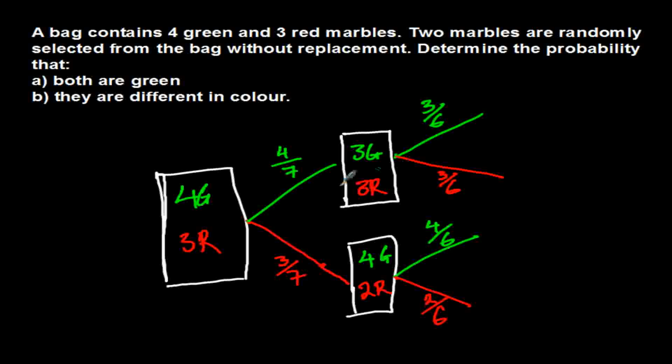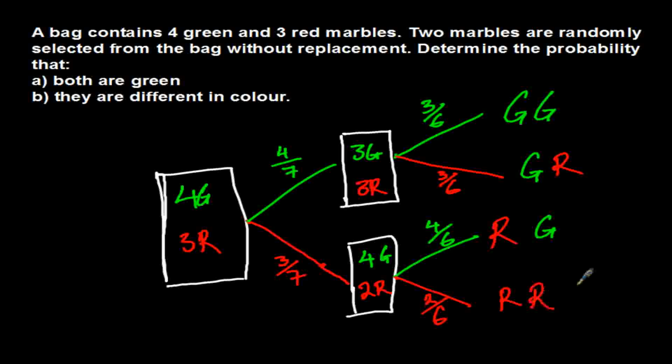Now what you should know is, for this, it means you have picked green 2 times. So that would be green, green. Then for this, it means you picked green first, then red. Then going below, it means we picked red, then green. And for this last one, it means you picked red and then red.